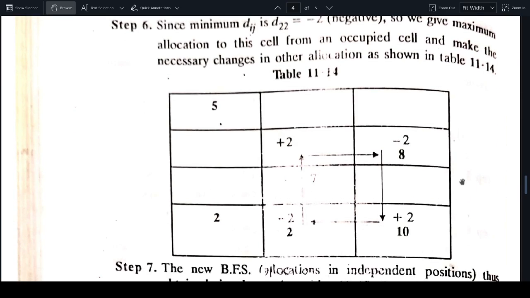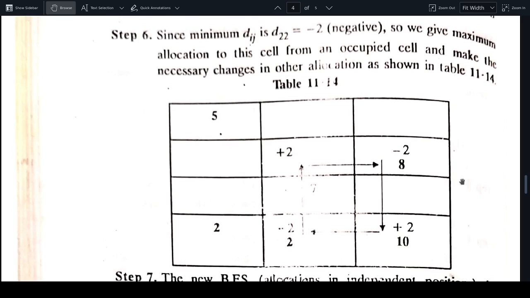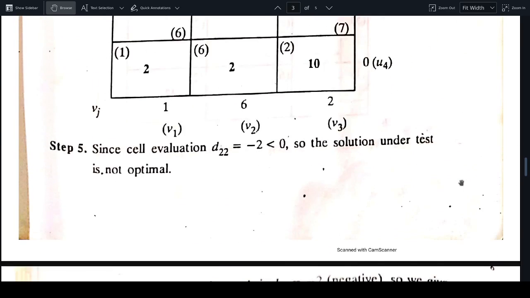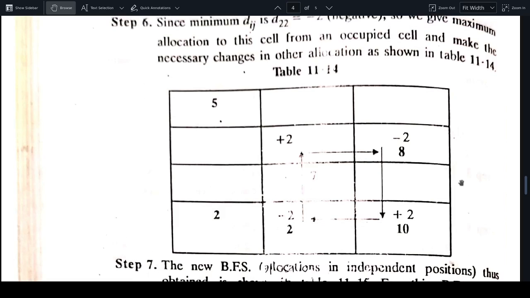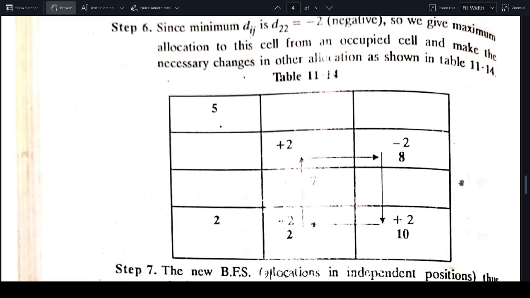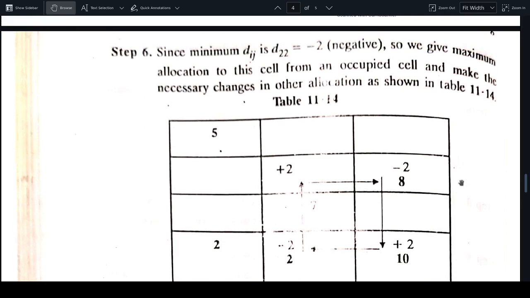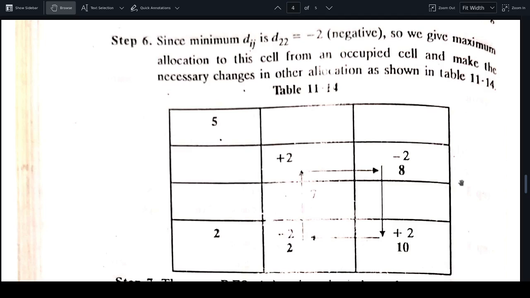Next, here what we do, plus 2. So alternate plus minus, we should give this one, alternate plus minus. So plus 2 we give in cell number 2. This is the allocation, you will remember. Next, in allocation 8, we give minus 2. So 8 minus 2 is 6. So in the next table this one will be 6.